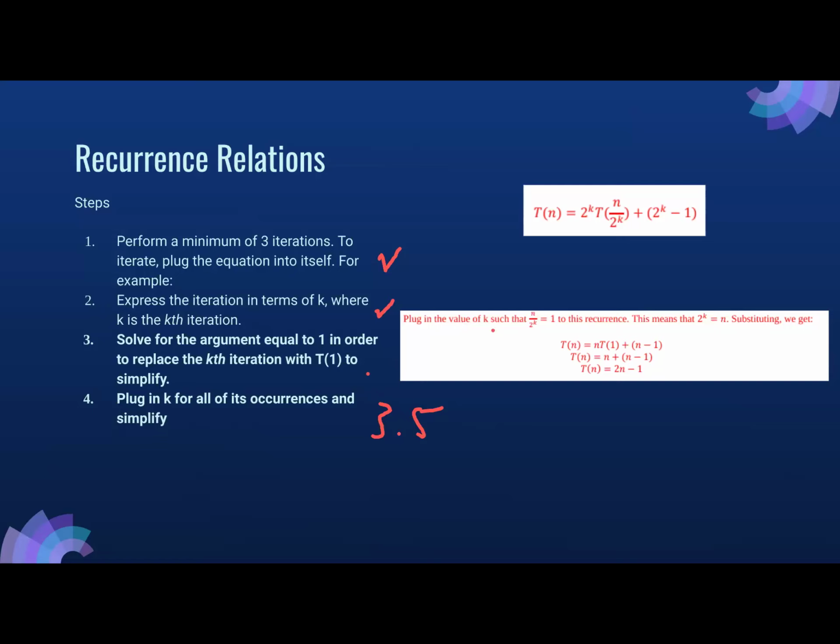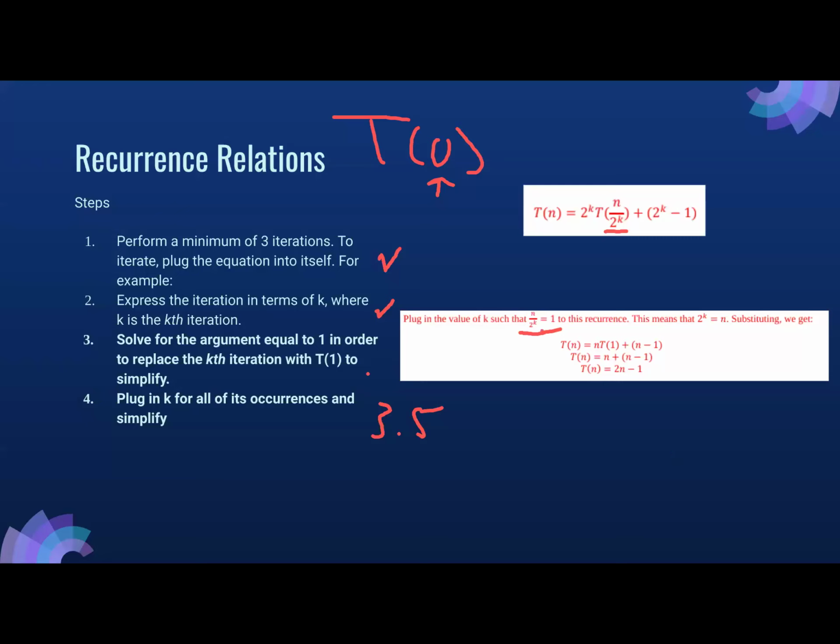Plug in a value of k such that n over 2^k equals 1. Why do we want it to equal 1? Can someone remind me? Base case. We want to make it so it's the base case so that we are able to plug in a constant so we can stop the recurring over and over again. Keep in mind that it's not always 1. There are problems where the base case is T of 0. In that case, you have to set this equal to 0. You have to make sure you pay attention to the parameter of the base case.